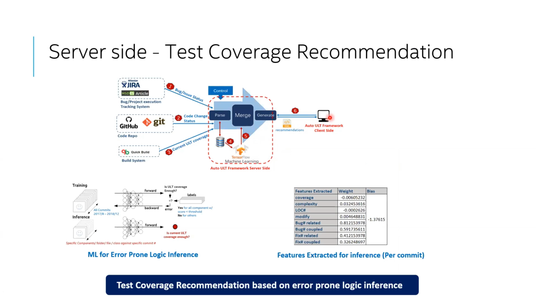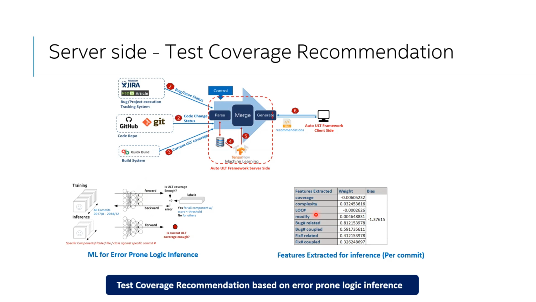Then, on the client side, the client will automatically query for the updated ULT coverage recommendation every time it is launched. If any test coverage improvement is required by the new recommendation, that information will be highlighted at the client side. The working flow of the machine learning based ULT coverage recommendation mentioned above is shown by the bottom left diagram. We have a pre-trained recommendation system based on TensorFlow, and we have quite a few features extracted to support the machine learning.